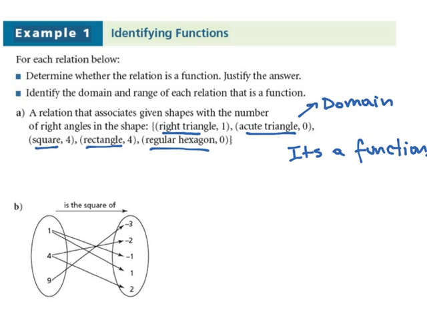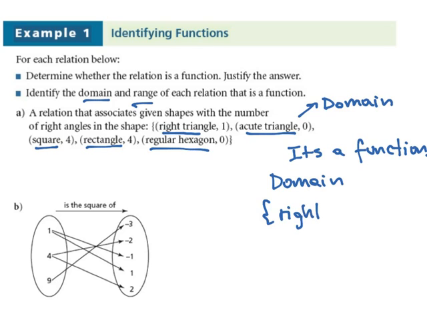Now let's take a look at part B. Oh wait, we probably have to go back and find the domain and range of the function. So given the ordered pairs, the domain is considered the first element in the ordered pair.